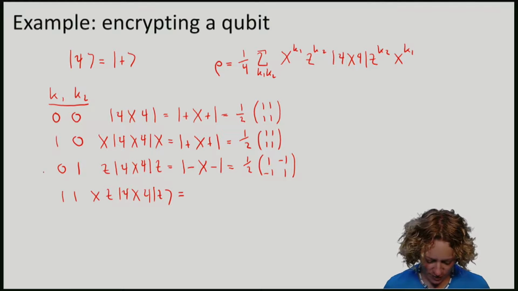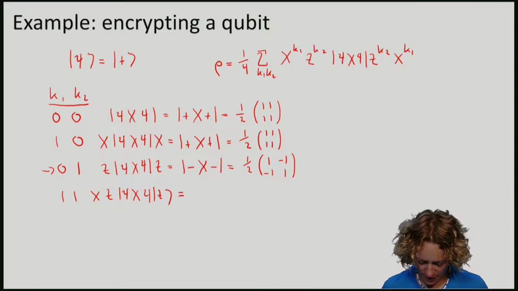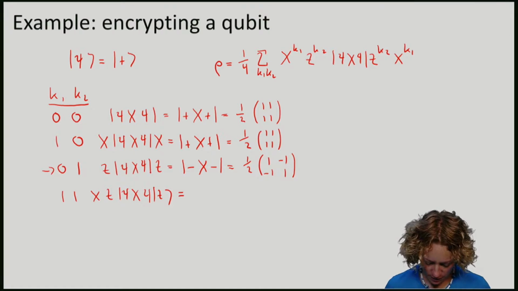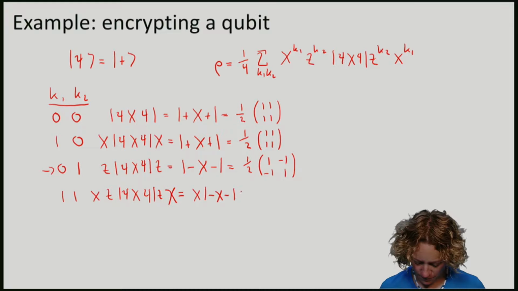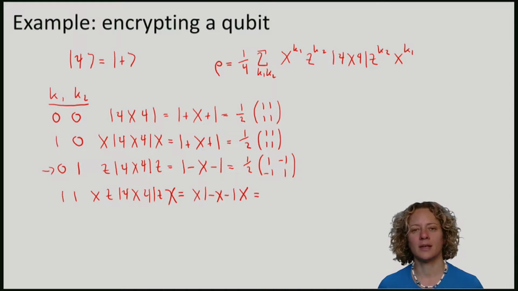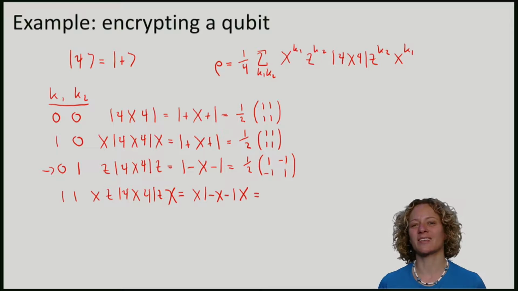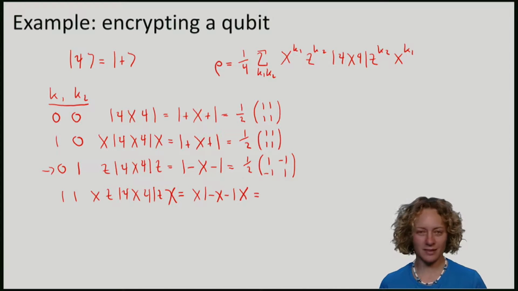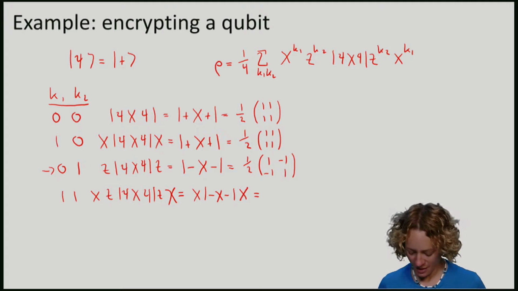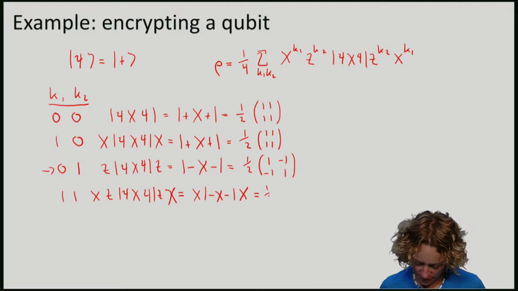We can easily compute this by considering this case, and now we need to apply x. So I've already computed what happens if I apply z, so now I just need to compute what happens if I also do x. So remember that the only thing that x does to the minus state is it adds a minus in front, a phase. But for density matrices, this phase doesn't matter. So what we get is exactly the same thing as before. 1, minus 1, minus 1, 1.